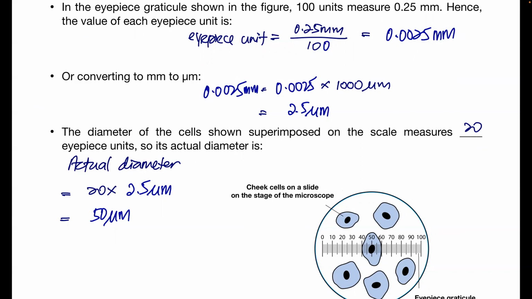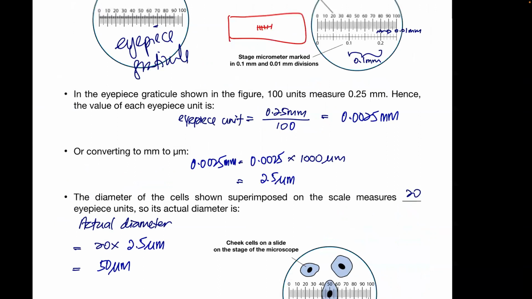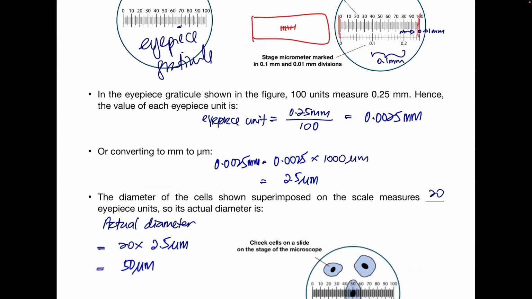If you look at this case, here there are 100 divisions, which is why you divide that by 100. Because there are 100 divisions on your eyepiece reticule, that is the reason why we divided by 100. So this whole thing is not 0.25 micrometer.